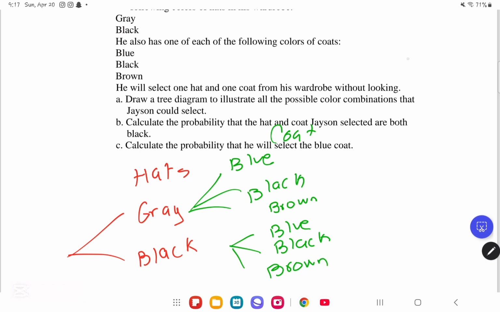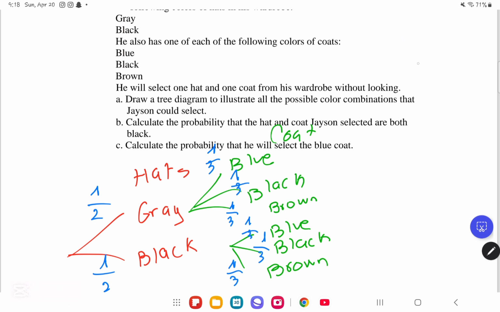Now, since these are symmetric, since they are proportional, he can either choose the gray hat or the black hat. That means half of the probability goes to gray and the other half goes to black. Same thing with the coat. Since they are proportional, a third of the probability goes to blue, another third goes to black, and another third goes to brown. The same thing over here. So that is it for part A.